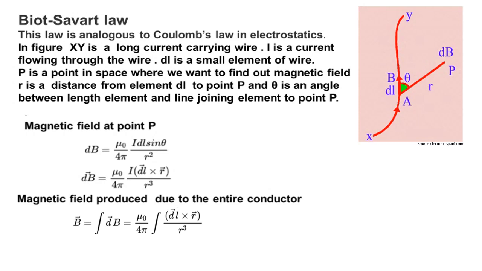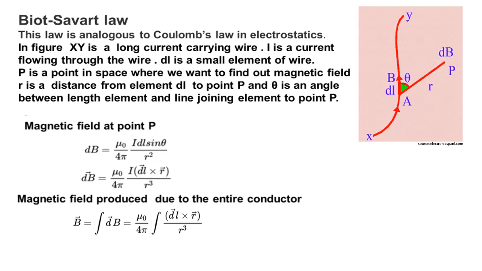As you see in the figure, XY is a long current carrying wire, I is the current flowing through the wire, dl is a small element of wire, P is a point in space where we want to find the magnetic field, r is the distance from element dl to point P, and theta is the angle between the length element and the line joining the element to point P.